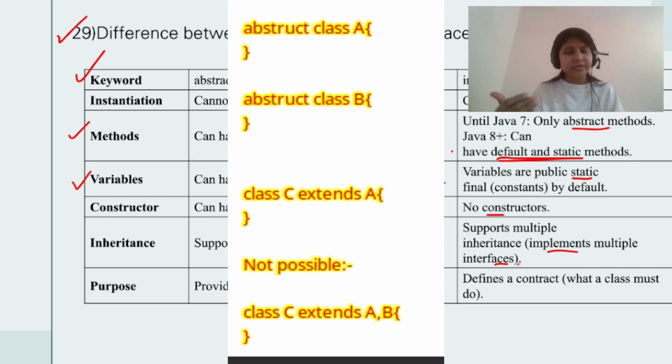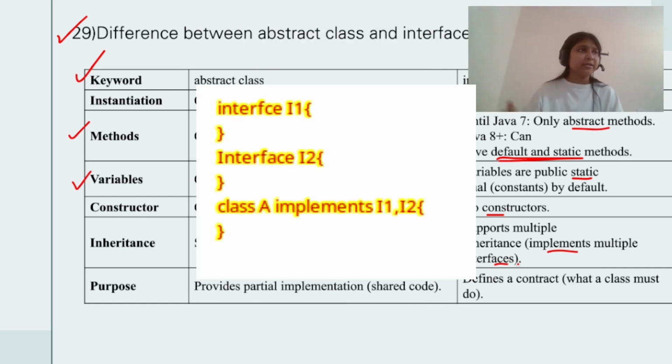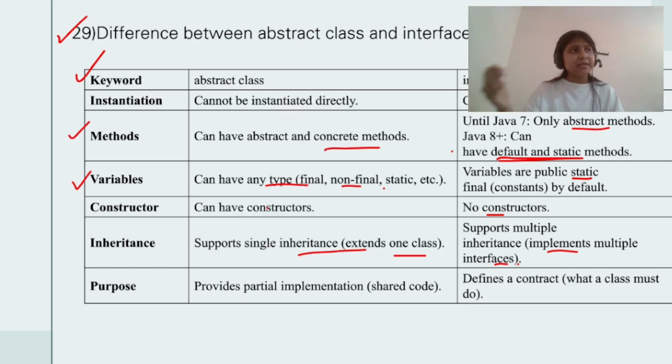To overcome this, we can have interfaces. You can implement multiple interfaces like B and C. Now there won't be any problem, it will not complain. You can simply implement as many interfaces as you want. I think it is also clear. Purpose: an abstract class provides partial implementation and shared code, while an interface defines what a class must do.